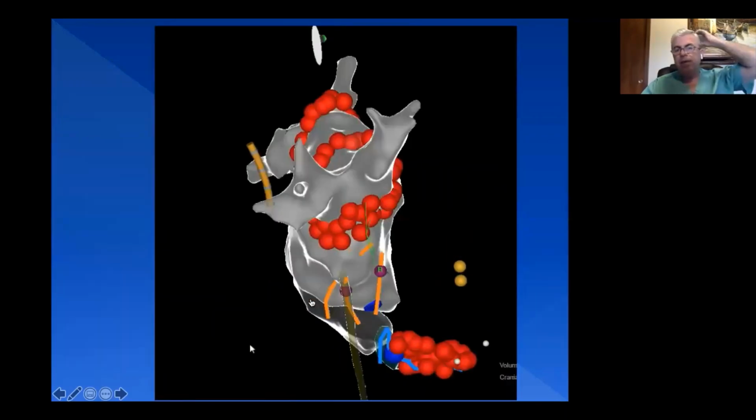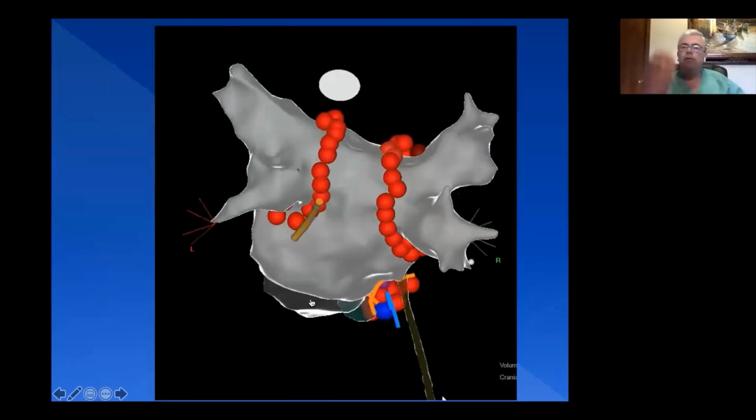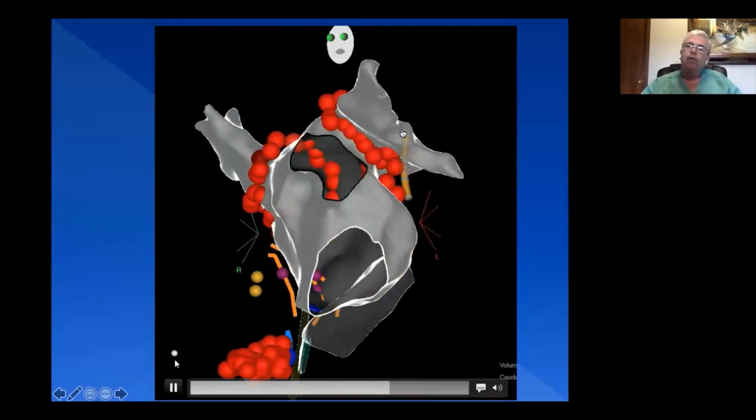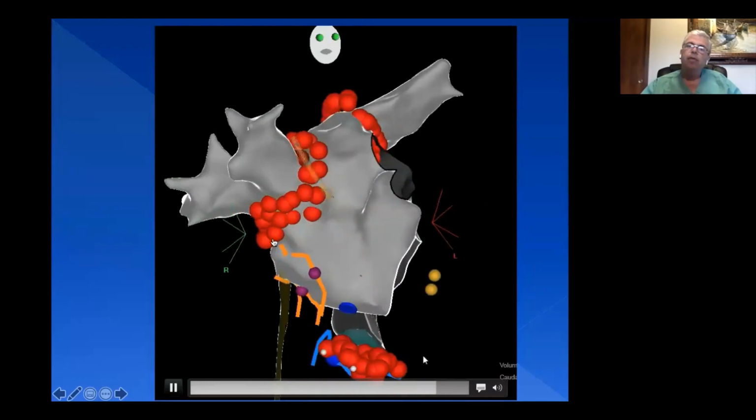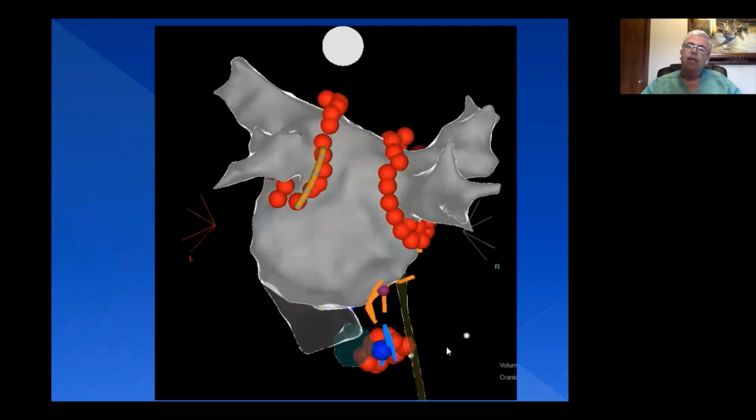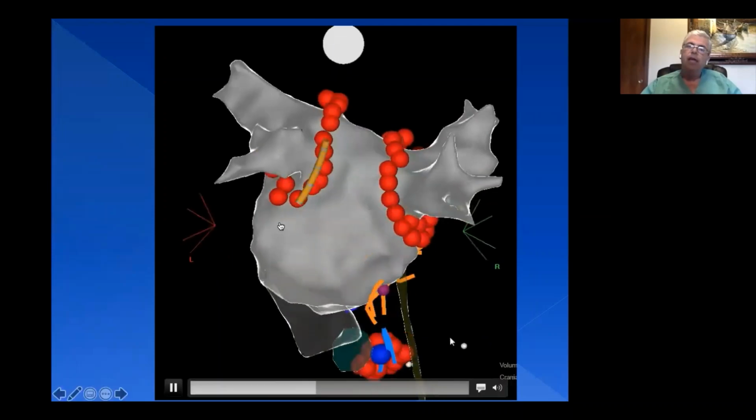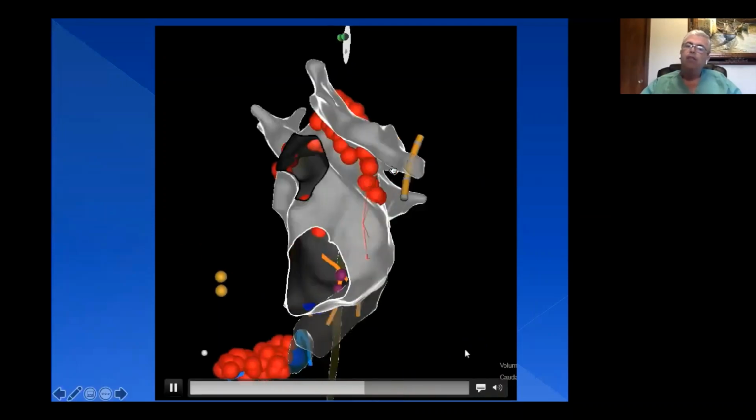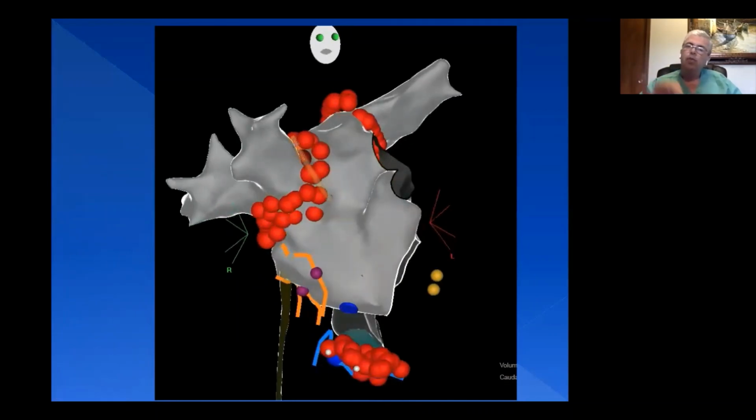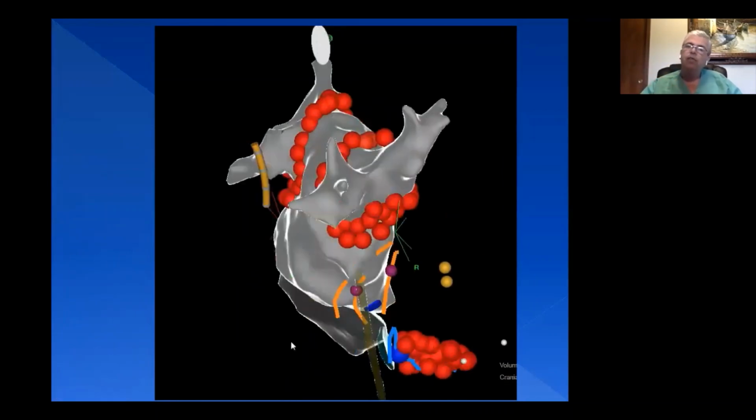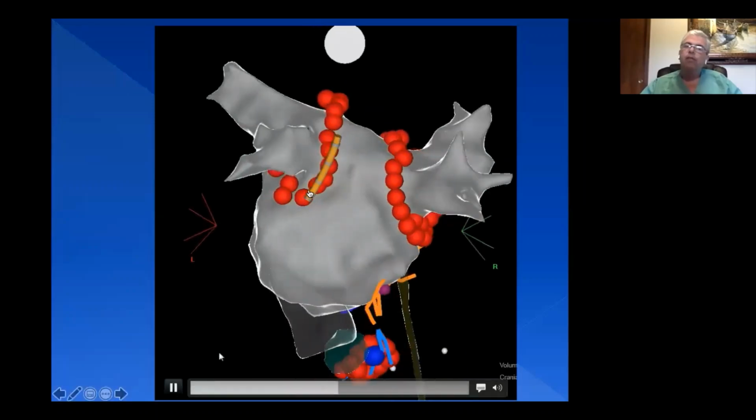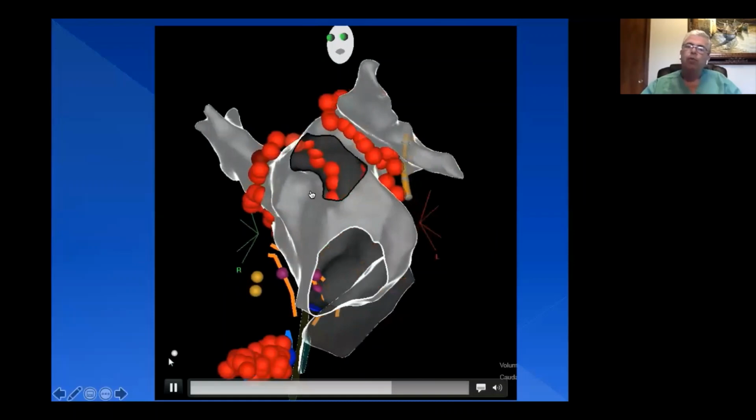And this is the same patient. You can turn things around in 3D and verify that you created the circle, it's complete, and you created a scar around those veins. And this catheter here in orange is actually a catheter inside the esophagus with a temperature probe at that spot. So anytime we heat close to the esophagus, the temperature probe sensor there tells us, because the temperature goes up, so we stop doing what we're doing.